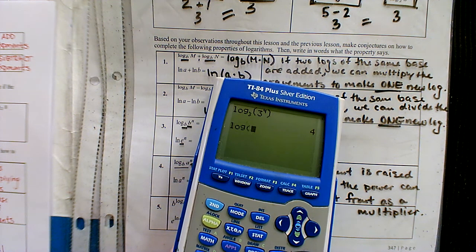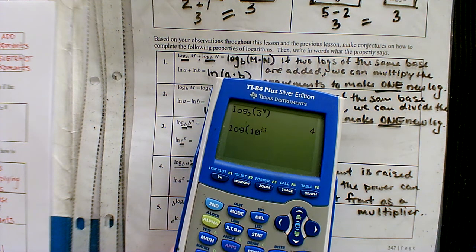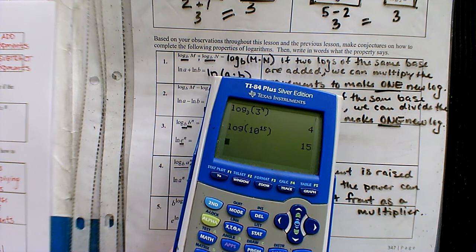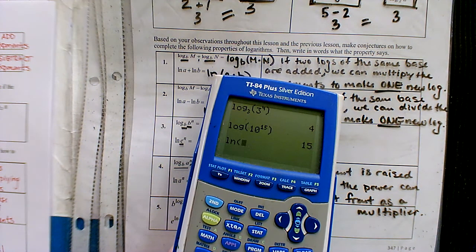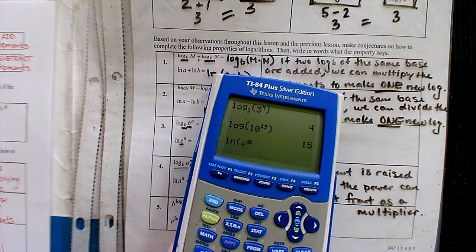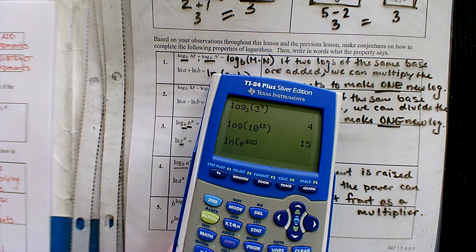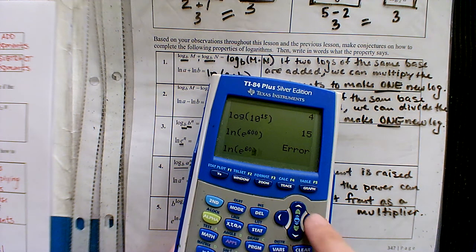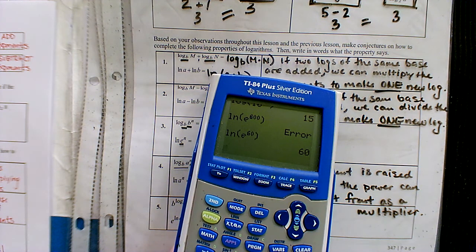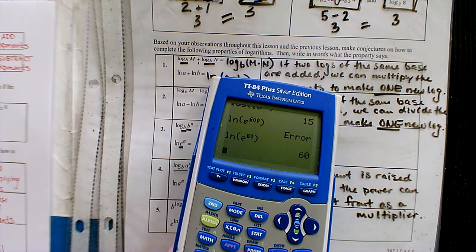Let's try another one. What if I hit the common log button? What's my base? 10. Okay, so that means I'm going to need 10 in my argument, and maybe I'll raise it to the 15th power. Maybe I'll try a natural log. The base of a natural log is e, and maybe I'll make it the 600th power. Overflow. Maybe that was a little too big. We'll do 60. There. What do you notice?